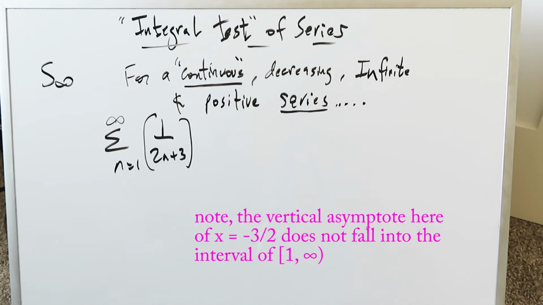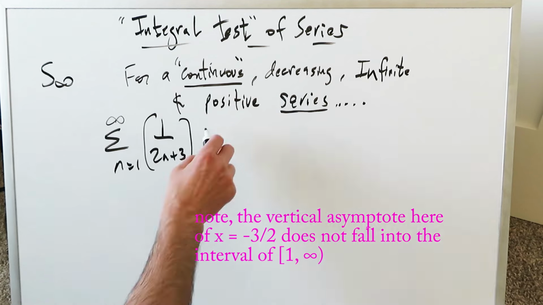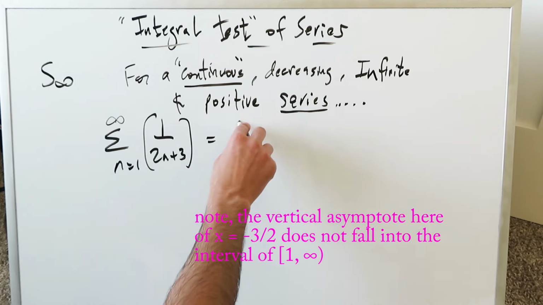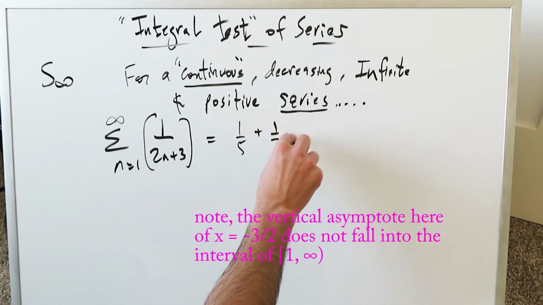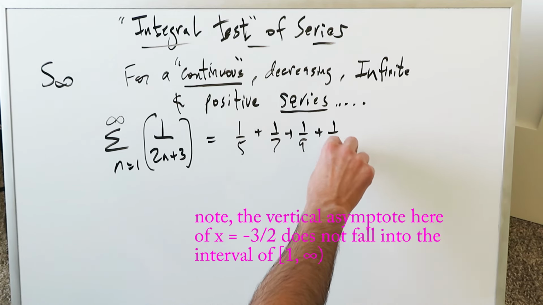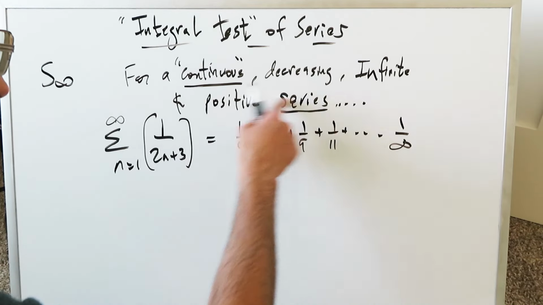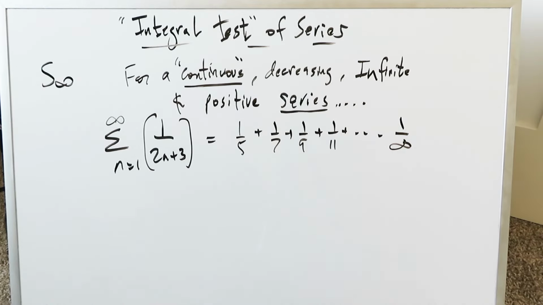If I were to evaluate this, you can use the integral test to help you out. What would your series look like from 1 up to infinity? You'd have 1 over 5, then 1 over 7, then 1 over 9 plus 1 over 11 onwards up to 1 over infinity. It fits everything over here: continuous, decreasing, infinite, and positive. The question is, is this series divergent or convergent?